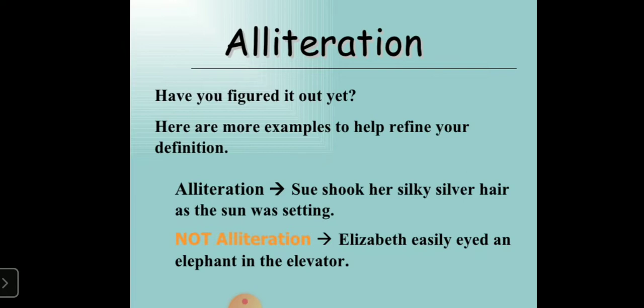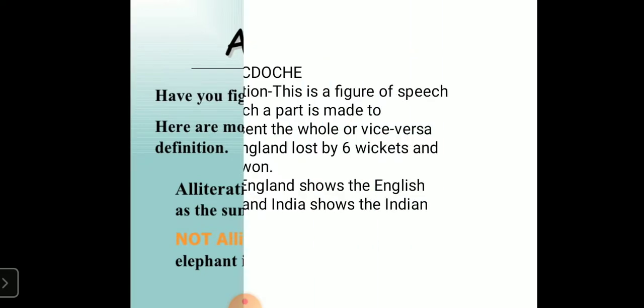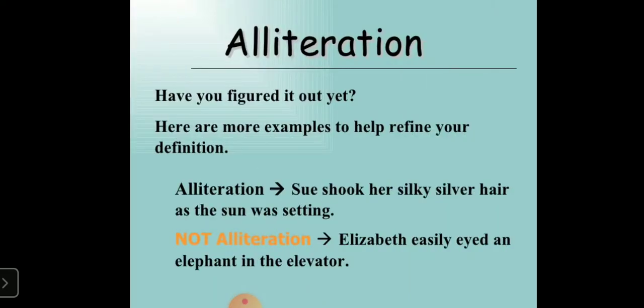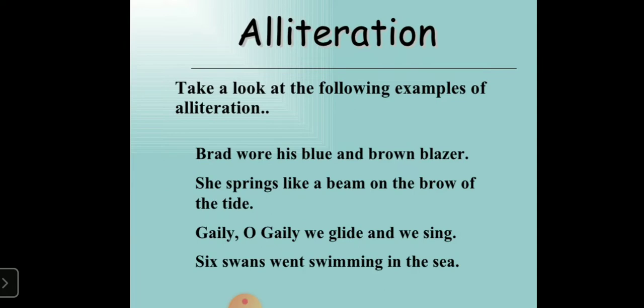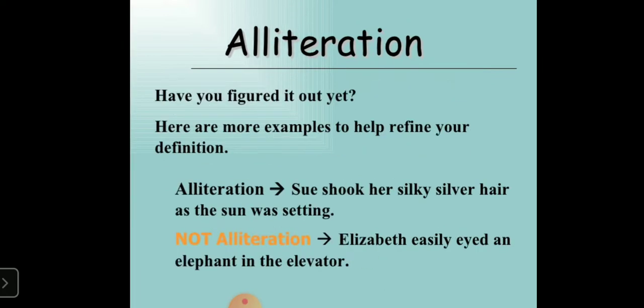But can this be an example of alliteration? Although I have written not alliteration. Why? Because see, Elizabeth easily eyed an elephant in the elevator. Alright? Elevator. Elizabeth, A sound is there. Easily, E sound is there. Although it has the letter E, the sound is a vowel sound. Elizabeth easily eyed an elephant in the elevator.